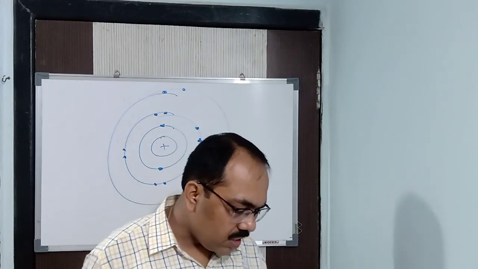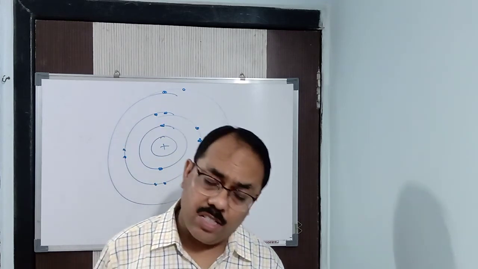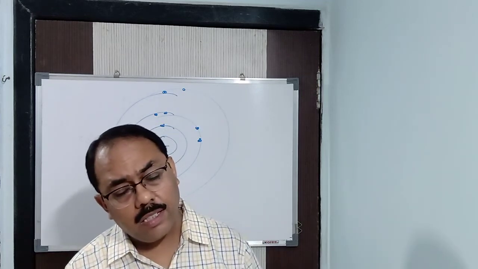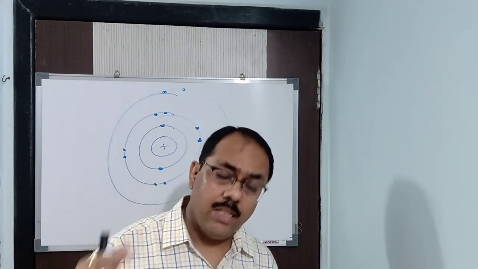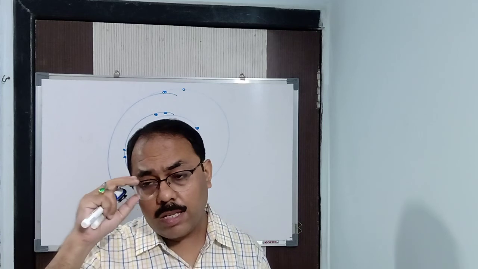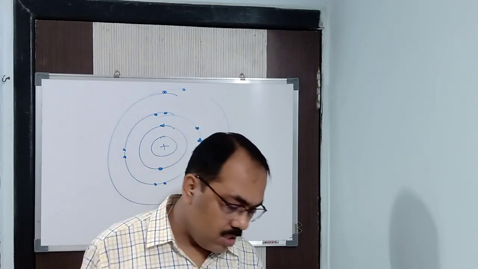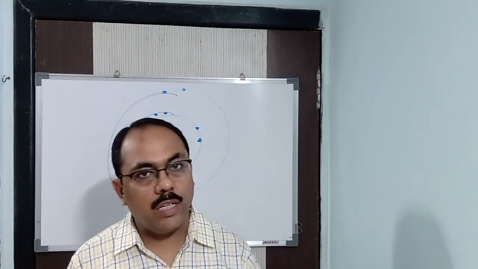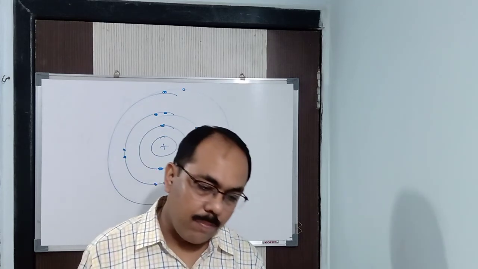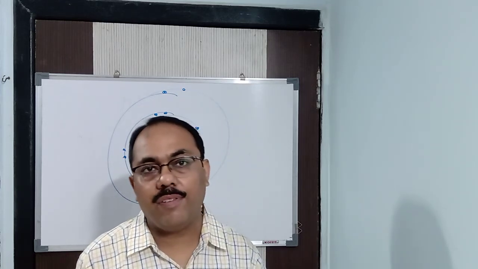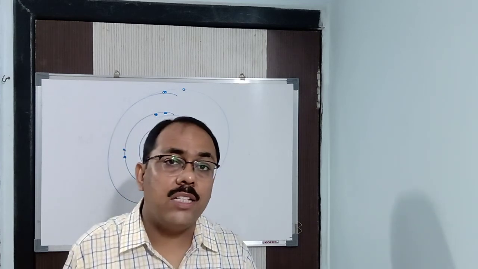So down the group, ionization energy decreases; across a period, it is increasing, but in between there are some deviations, which I have discussed with you. The reason for those deviations I have discussed with you. I have told you about the screening effect, I told you about the penetration effect. So these are the factors which affect the ionization energy.